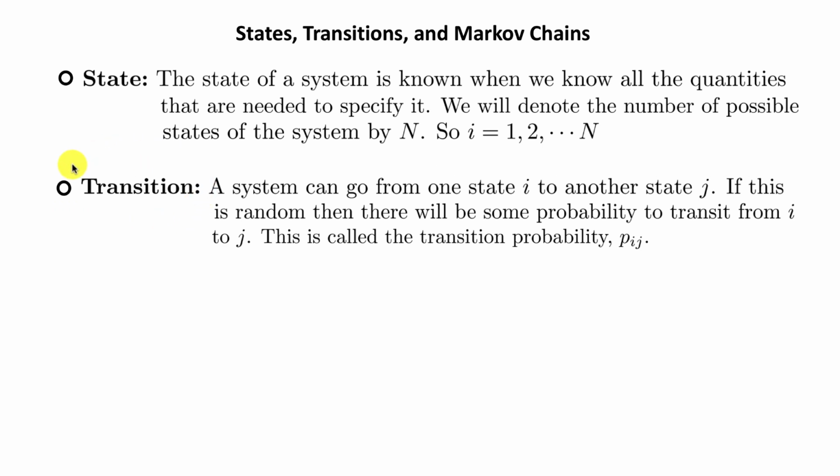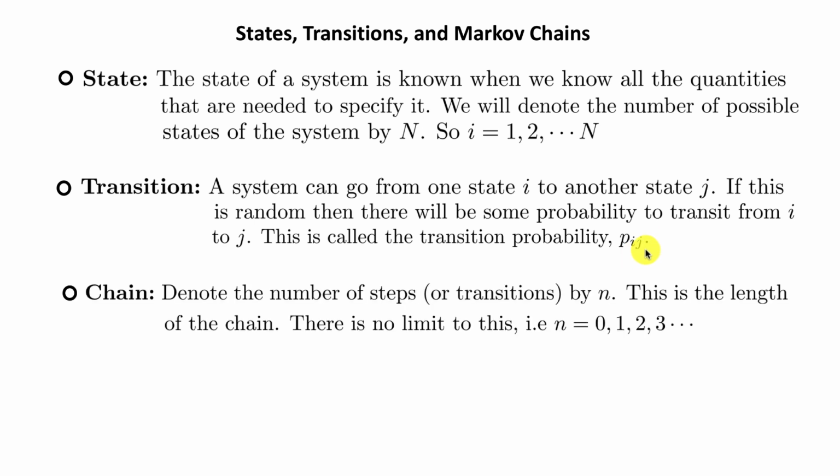Between states, we can have a transition. Now, a system can go from one state, let's call that i, to another state, let's call that j, and of course j could be the same as i. Now, if this transition is random, or what they call stochastic, then there will be some probability to transit from state i to state j. We will call this the transition probability P_ij. So from i to j, we write i first, j second.